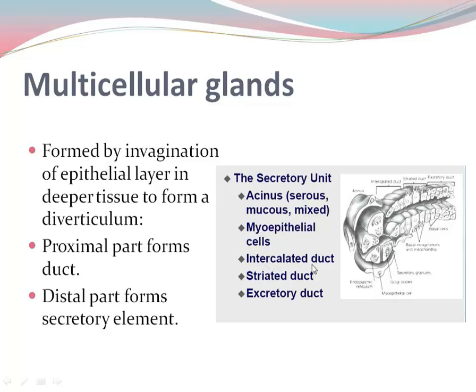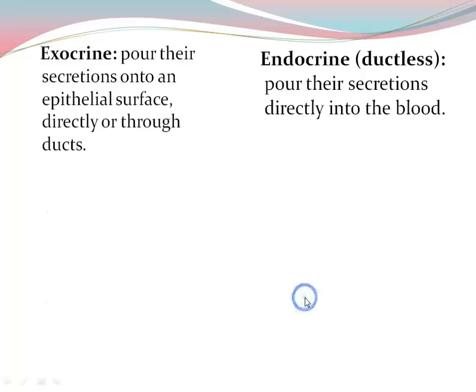Then they have intercalated ducts. In every acinus, they are connected with some duct, and the duct is also formed by secretory epithelial cells. Then there are striated ducts and excretory ducts. With this chain of ducts, the secretion gets poured outside.